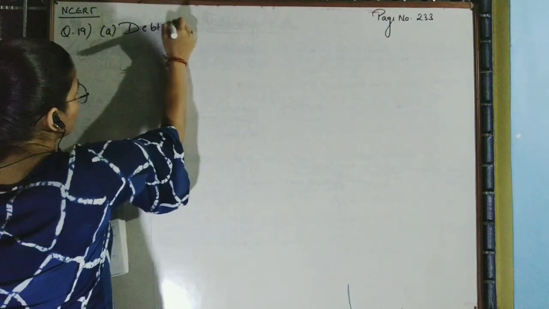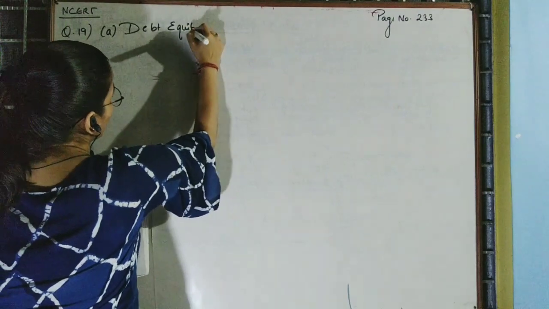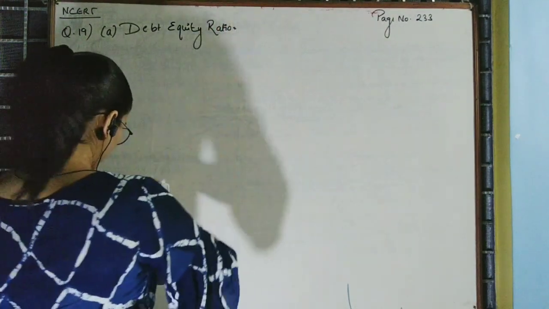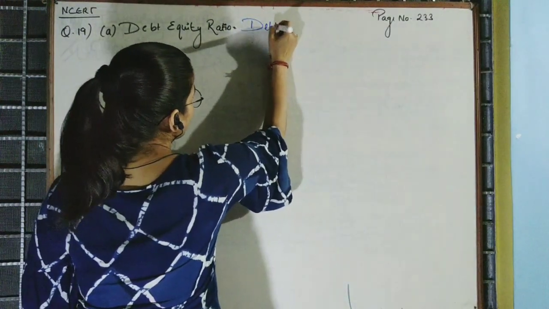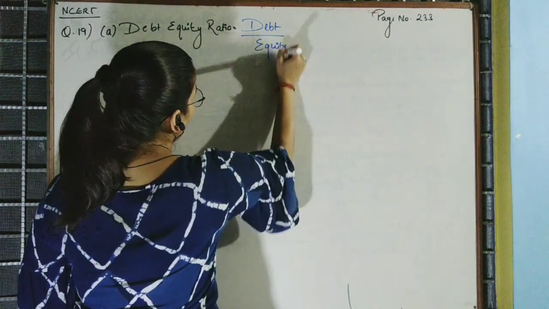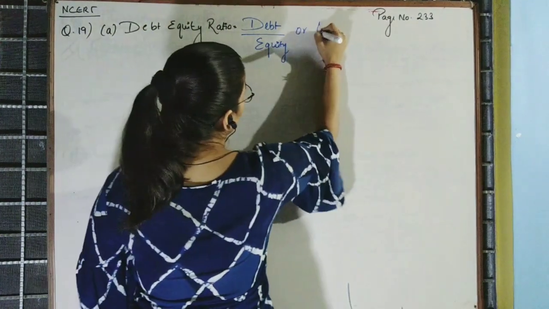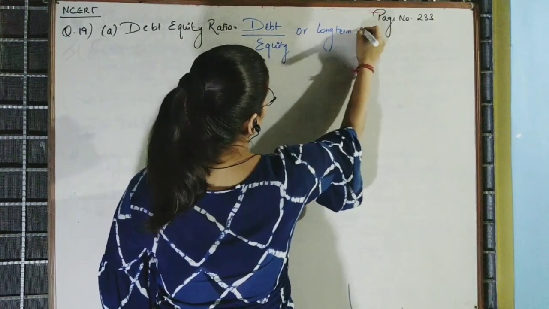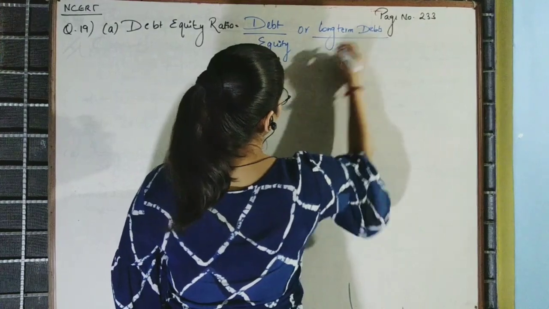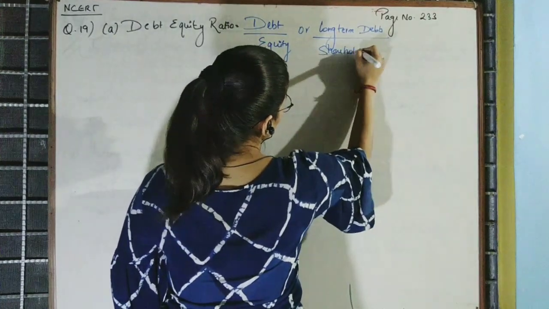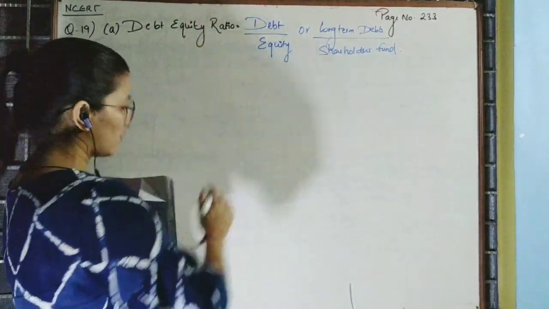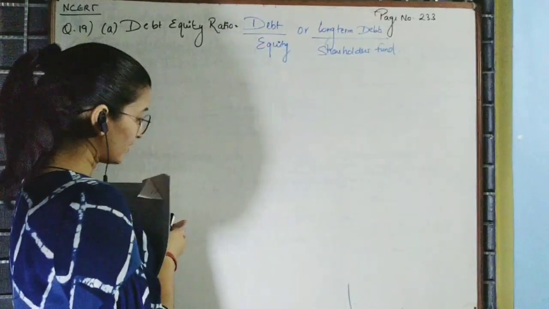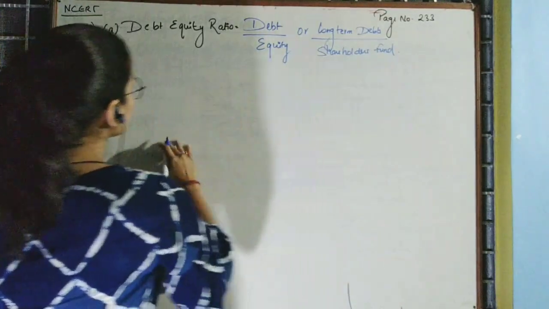So first we'll be calculating debt equity ratio. Now the formula for debt equity ratio is debt over equity, or we can say long term debts over shareholders fund. So now here we will calculate the amount of equity which is also considered as shareholders fund.